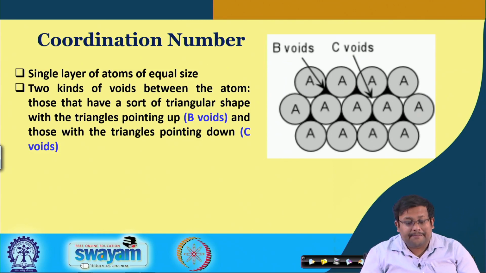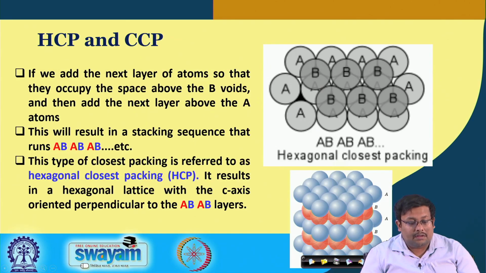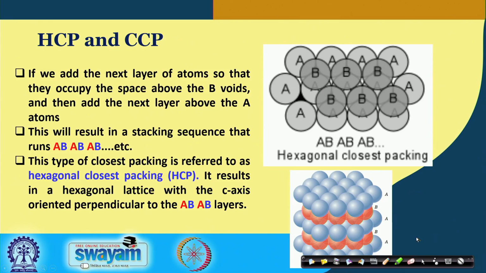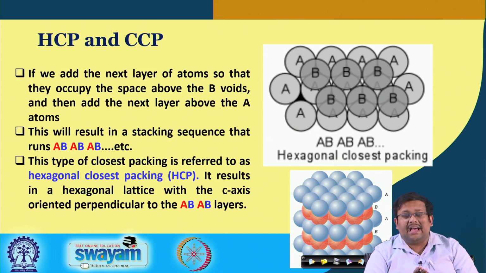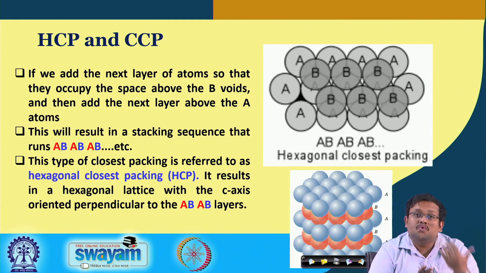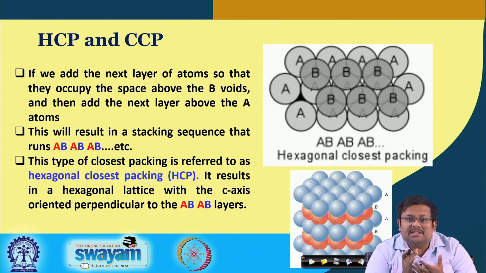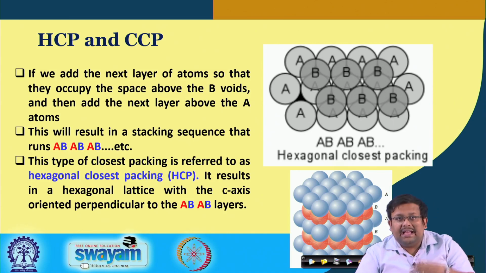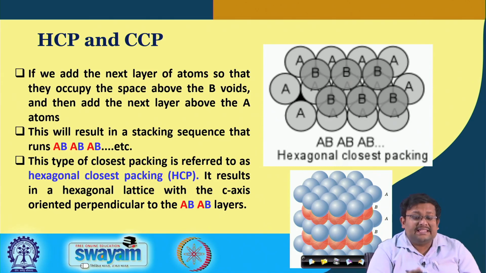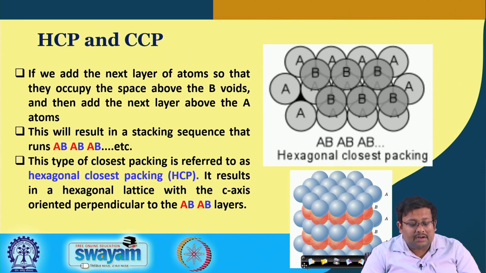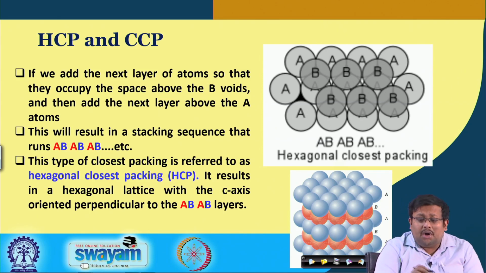So, if we have this single layer of atoms of equal size, then this 12-fold coordination can be expressed in two ways. We call them closest packing. There are two types of packing. One is called HCP, another is called CCP. HCP is the short form of hexagonal closest packing, whereas CCP is the short form of cubic closest packing. So, let us first discuss the hexagonal closest packing.